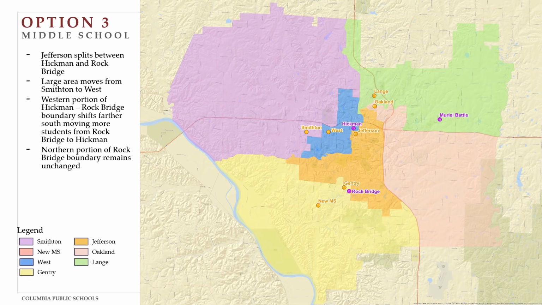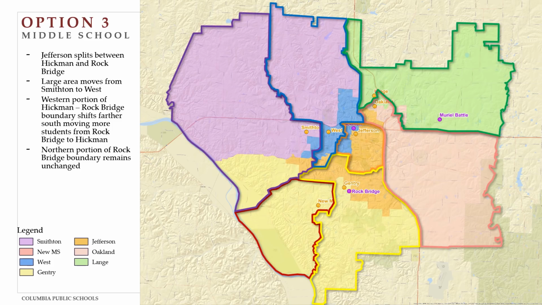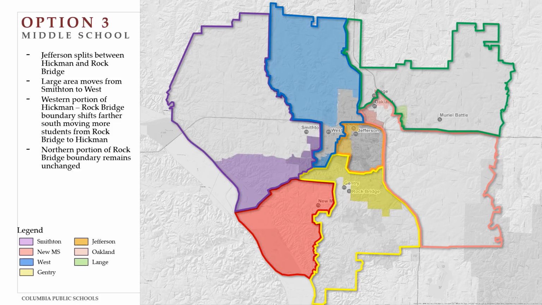Moving on to option 3, here's our current middle school boundaries. Here's our changes, the new boundaries. Now we faded the color back for the current, and you can see the changes. And here's our change areas. This is a little different in this option. Options 1 and 2 did have that 100% feeder continuity from middle school to high school. In option 3, we do have one split. In this case, Jefferson would split between Hickman and Rockbridge.